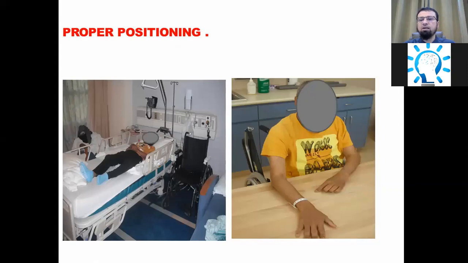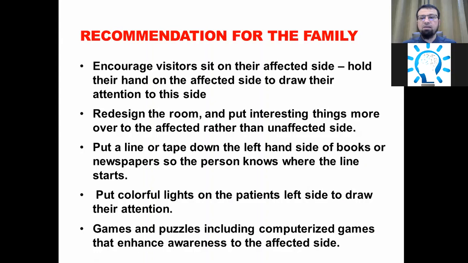Positioning will not cost you anything. When the patient sits at the table, ensure that his hand is in front of him, so he can see his hand. In the patient's room, make the patient sit in a way that when the nurse or anybody comes to the room, they face the patient from the affected side. They come to the affected side, and the patient is forced to look to the affected side. Every time somebody comes, he is forced to look to the affected side. There is also some instruction: encourage the visitor to sit on their affected side.